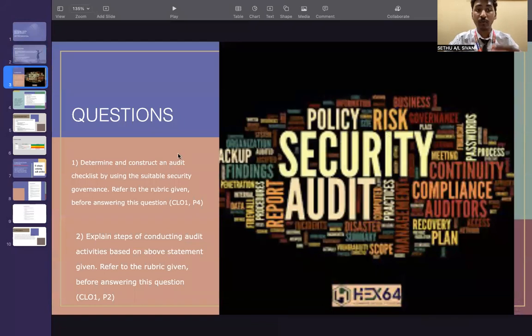The next part was the PPT questions given to us to solve, to give a solution. The first question was to determine and construct an audit checklist by using suitable security governance, referring to the rubric given before answering the question. The second question was to explain the steps of conducting the audit or activities based on the above statement given. Refer to the rubric given before answering the questions.